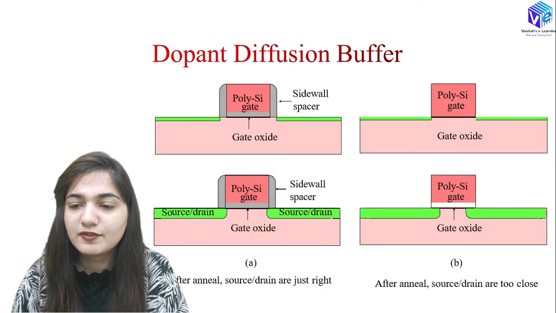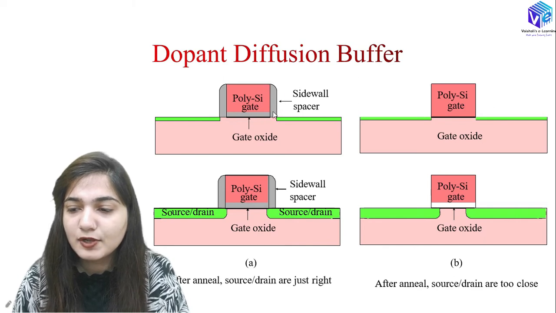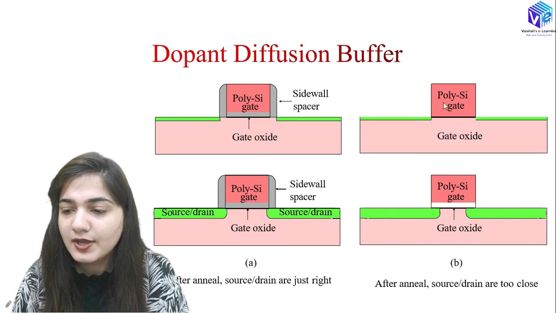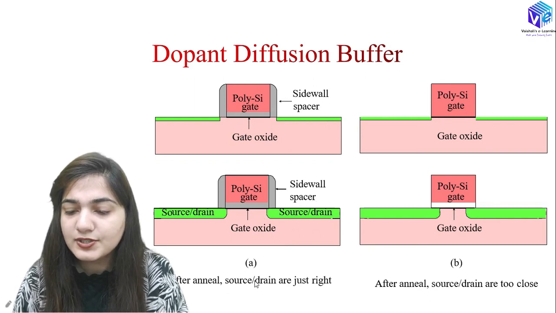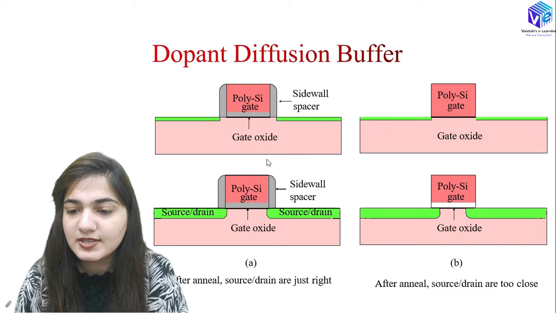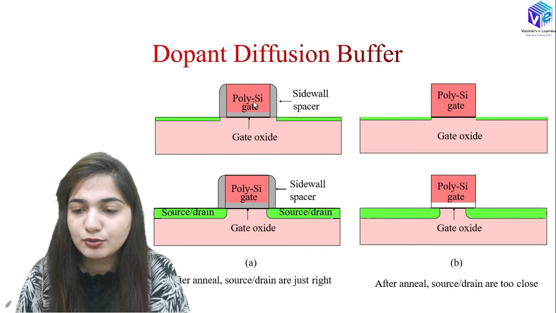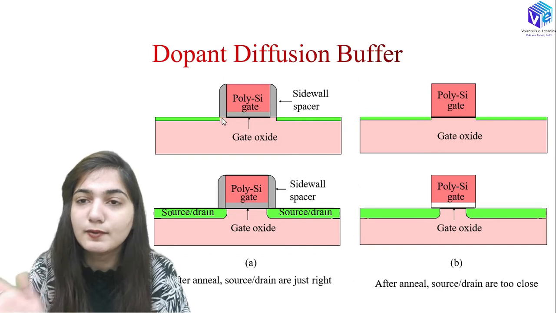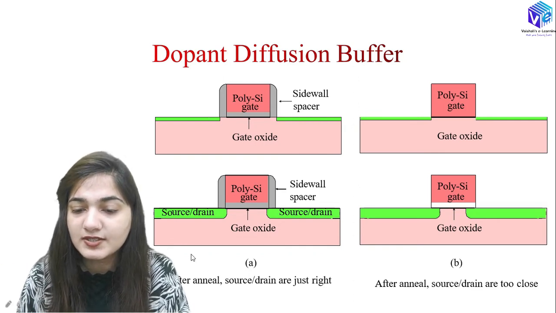So you can see dopant diffusion buffer, how I have made the sidewall spacer, right? So this is how the sidewall spacer is going to prevent the diffusion. So here you can see we have the polysilicon gate. So you can see after annealing, source and drain are just right. Here you can see before annealing, the source and drain are not attached to the gate. If I am going to give the high temperature, the depth as well as the lateral width of this doped region is going to increase. You can see the depth has increased, the lateral width has also increased for the source or the drain region, and this is how we have formed the connection with the gate.